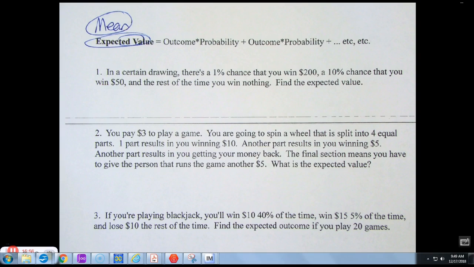I don't care about the game, like the results. Do you understand how I'm figuring out the expected value? Okay.